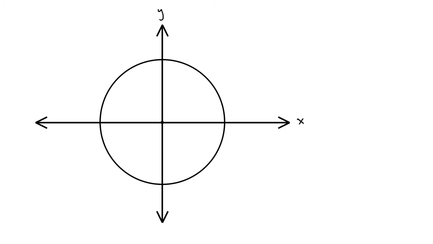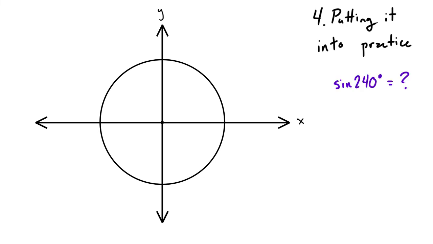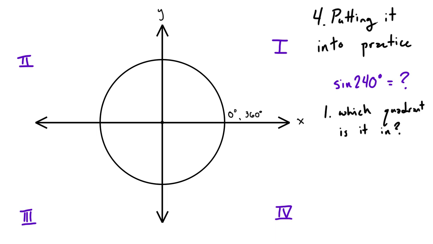Alright, so with all of that in mind, let's try putting it into practice. Suppose we are asked to find the sine of 240 degrees. Well, we can start by asking, which quadrant is it in? We know that the boundaries between the quadrants are at 0 degrees, aka 360 degrees, at 90 degrees, 180 degrees, and 270 degrees. We know that our angle of 240 is going to be between 180 and 270, and therefore it must be somewhere in quadrant 3.